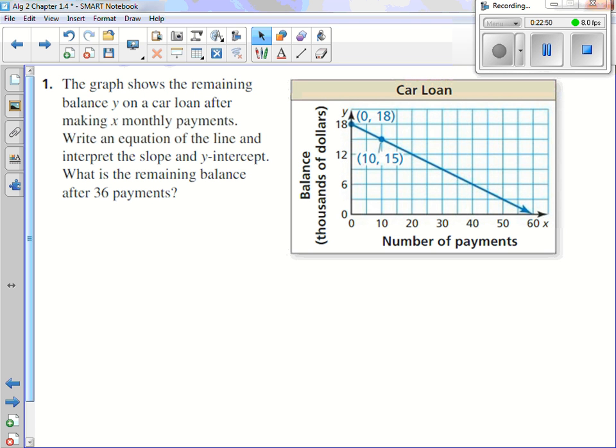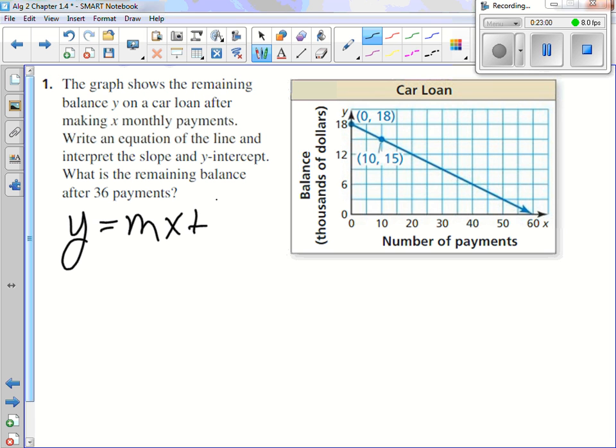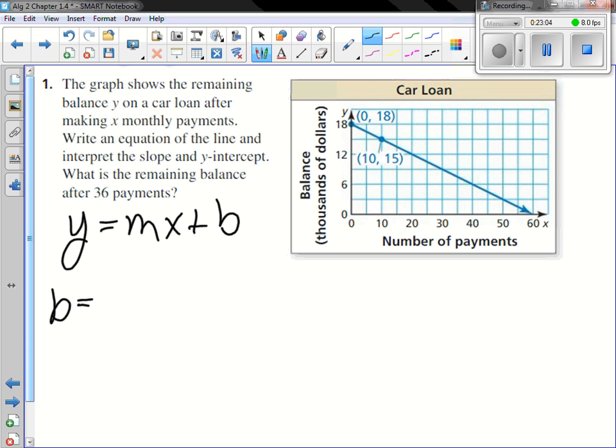What's (0, 18)? (0, 18) is the y-intercept, yes? So we can use y equals mx plus b. And we know our value of b is 18.